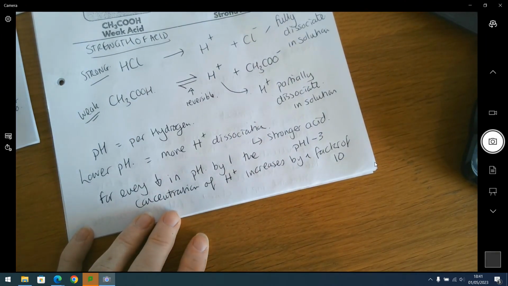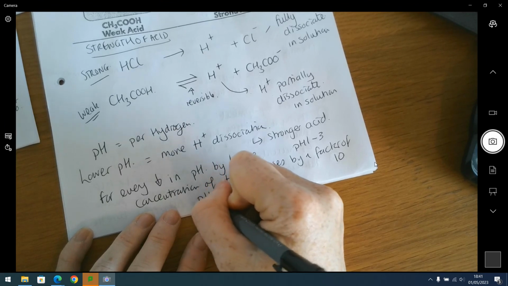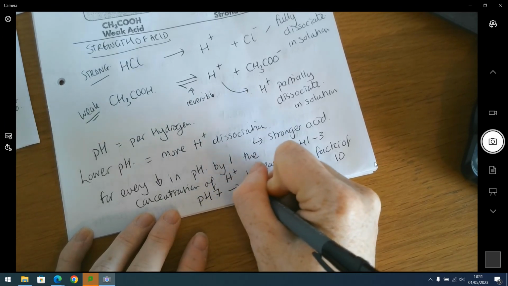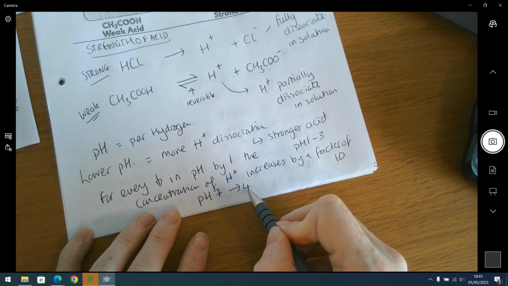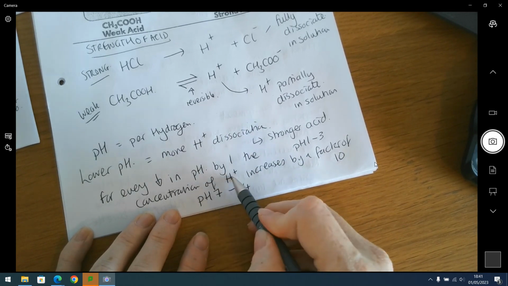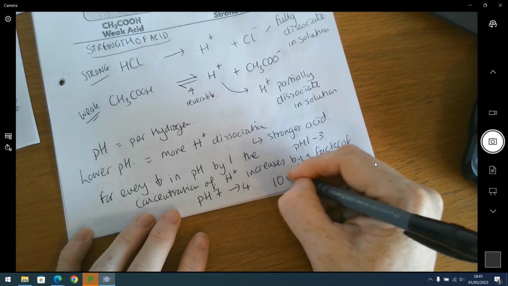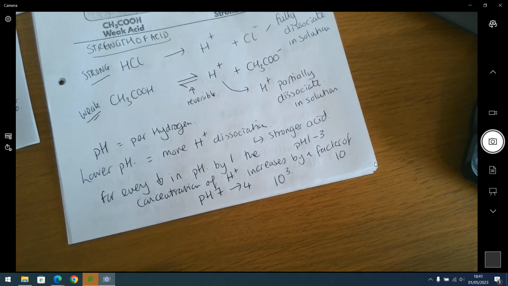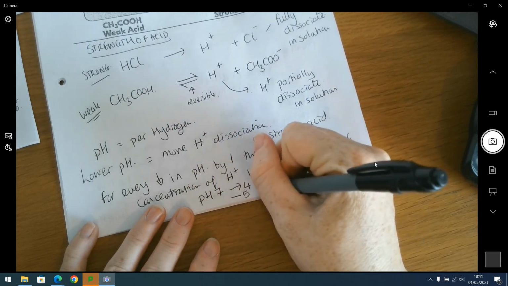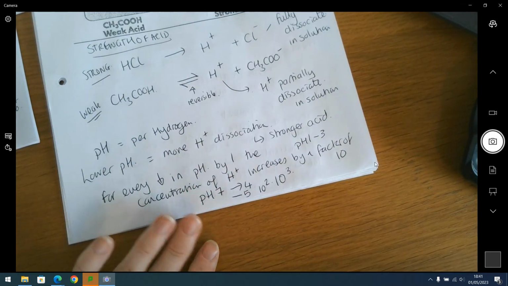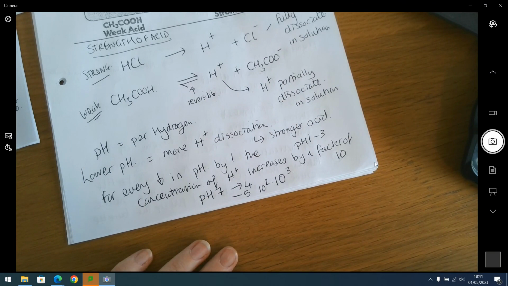Okay, so if I go, for example, from a pH of 7 to a pH of 4, I can see I've gone down 3 pHs. So my concentration of hydrogen ions will have increased by 10 to the power of 3. Okay, so that's how much they would have increased. If it was to a pH of 5, then that's gone down by 2, so it'd be 10 to the power of 2.